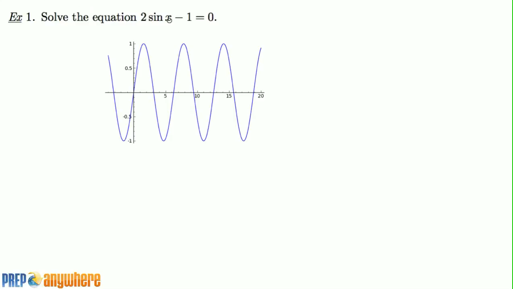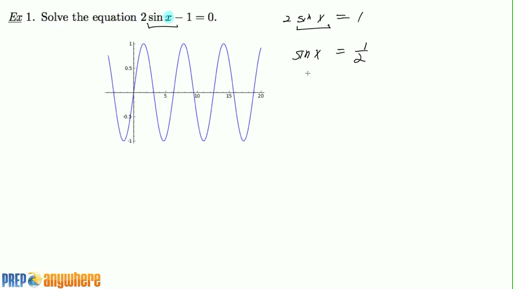Okay, solve the equation 2 sine of x minus 1 is equal to 0. So we are ultimately looking for what value of x will make the left side equal to 0. Now let me isolate the sine of x first. So first of all, 2 sine of x is equal to 1.